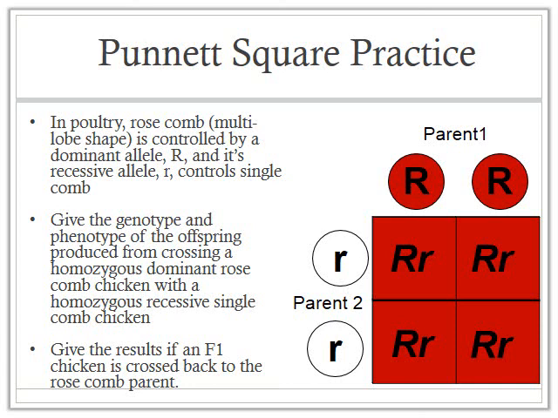I asked for the F1. The offspring, the phenotype, 100% rose comb, the multi-lobe shape. 100% big R, little r is the genotype. So this is very similar to the parent generation creating the F1 generation. They're all big R, little r, which is your genotype, and then your phenotype is all rose combs.